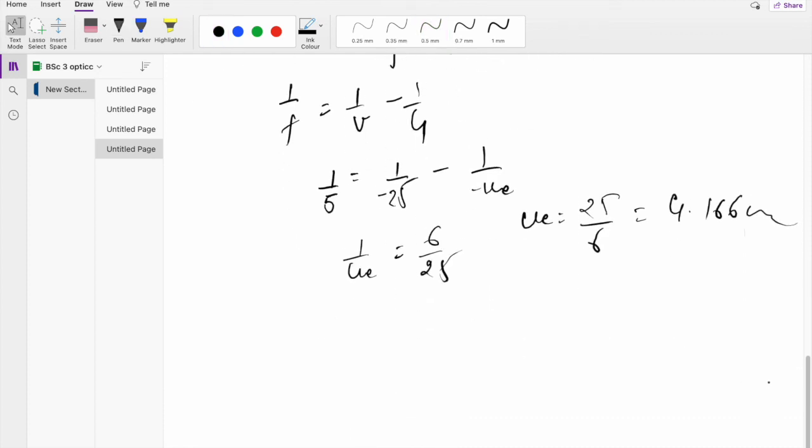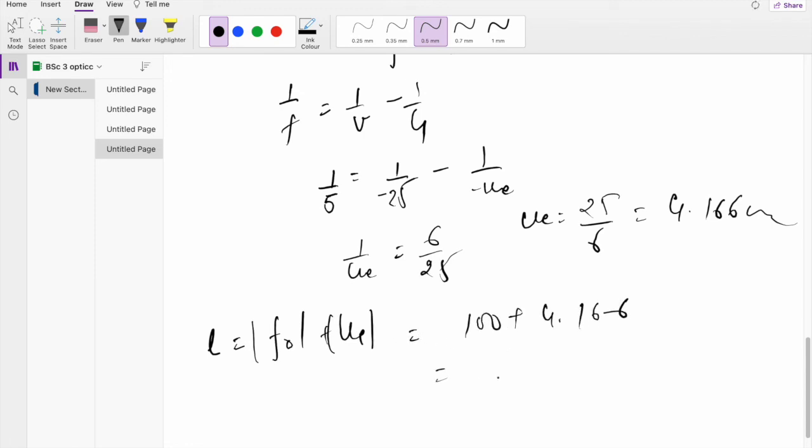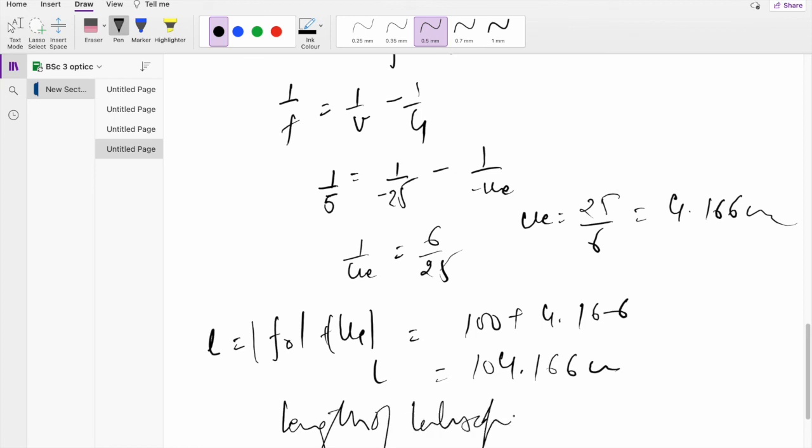Now we know that the length is the focal length of the objective plus UE. Substituting, 100 plus 4.166 becomes 104.166 centimeters. This is the length L of the telescope, the final length.